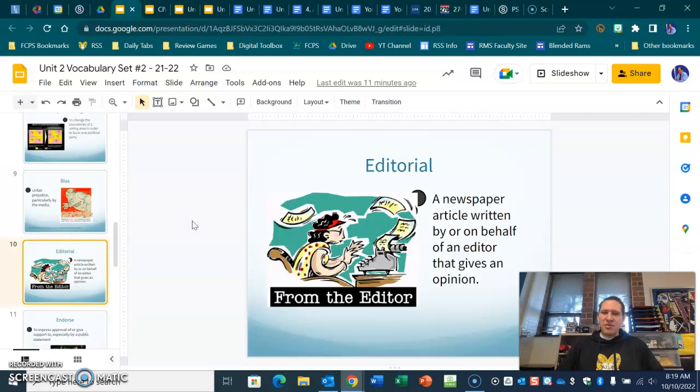Editorial is the next word, and when we think of an editorial, you see the word editor in there as a root word. It's kind of where the editor or someone in the newspaper, or the newspaper company itself, is stating an opinion. They're writing an article that has an opinion in there. That's an editorial.